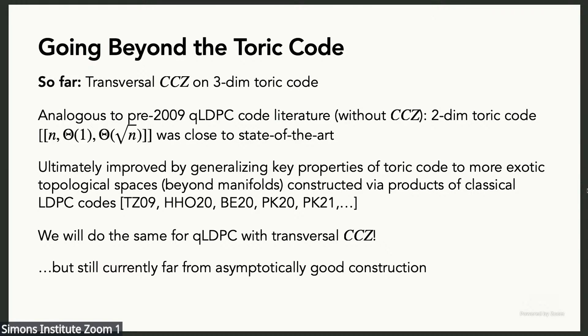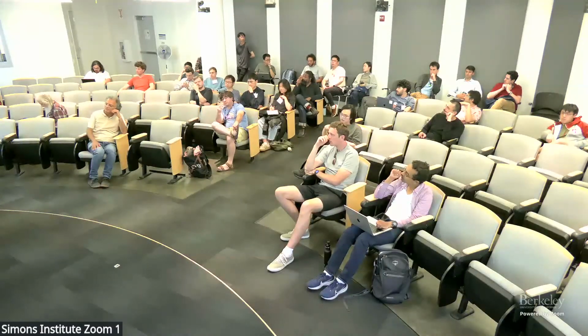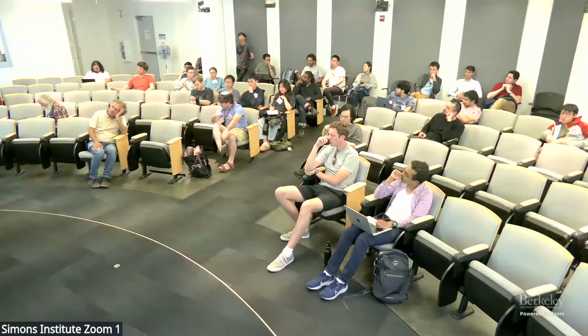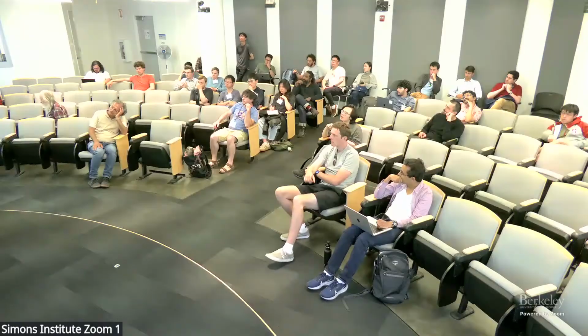Yes? Maybe I should have asked this question earlier. I was under the impression of this Eastin-Knill theorem, right, that said that you can't have a universal transversal gate set. I don't actually know the details of the theorem. So if you have the transversal CCZ gate, which gate is now missing? Yep. It will usually be a Hadamard.